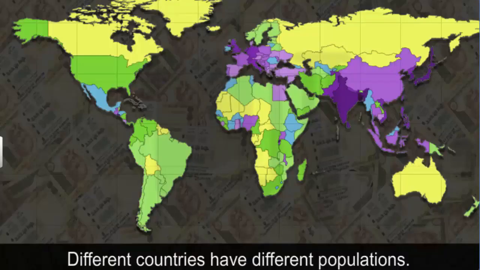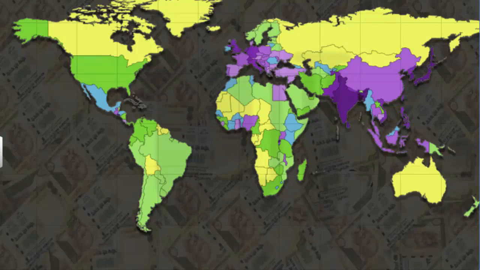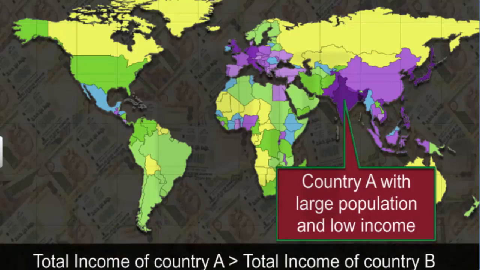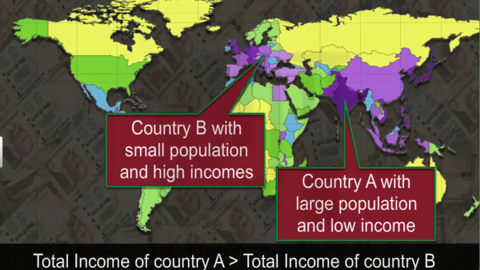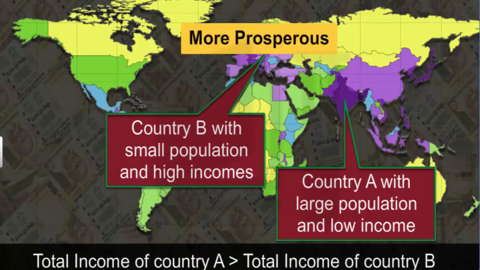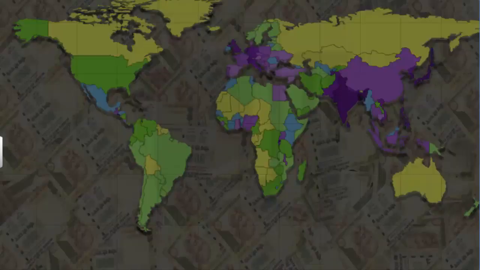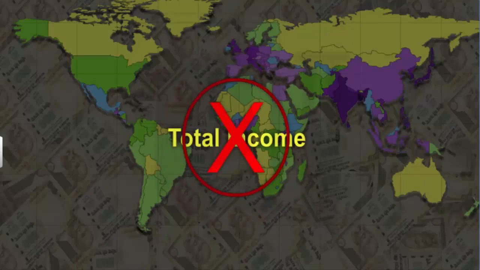Different countries of the world have different populations. Thus, a country A with a large population and low incomes may have a greater total income than a country B with a small population and higher incomes. Though, in reality, the people in country B may be more prosperous than the people in country A. Thus, total income is not a reliable criterion to compare national development.